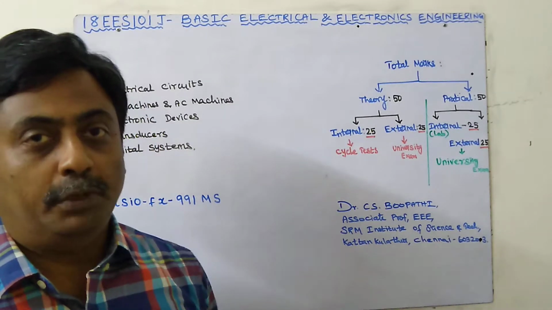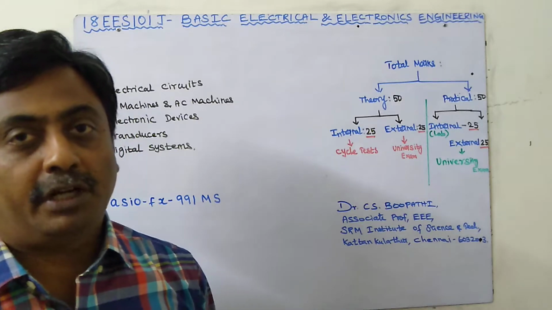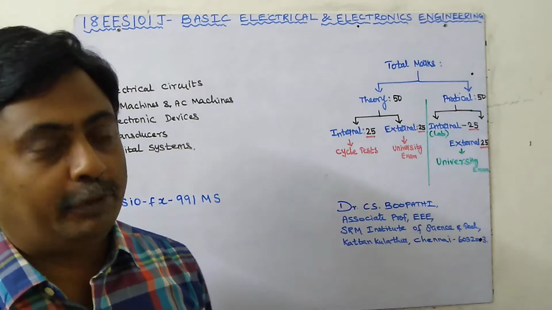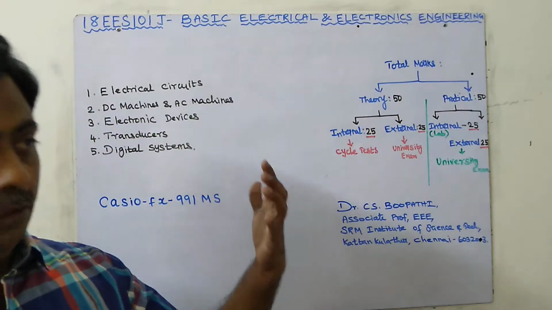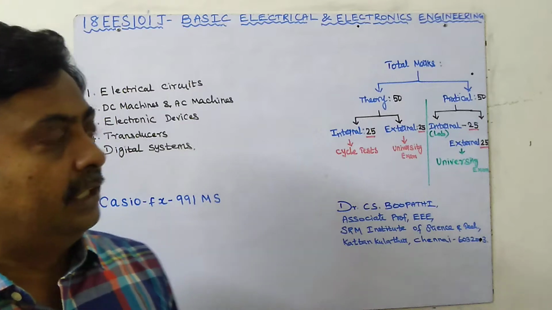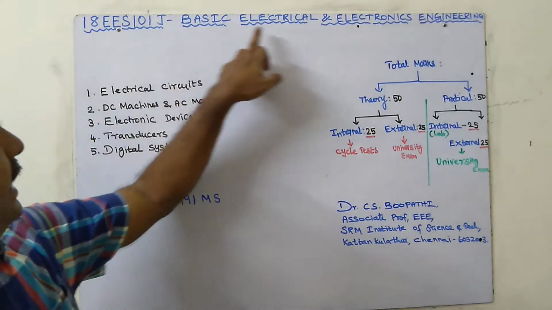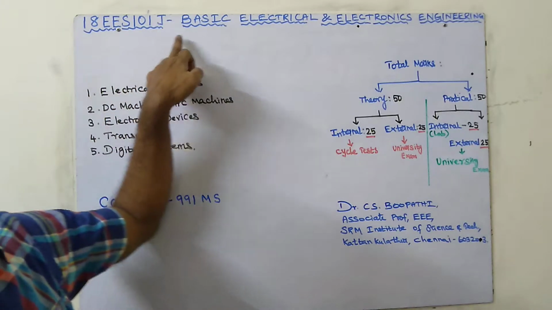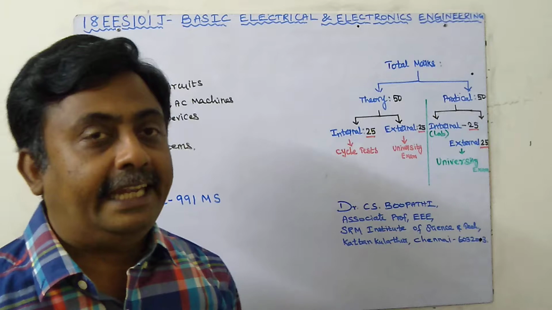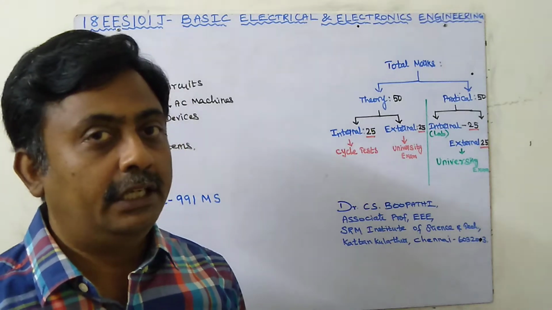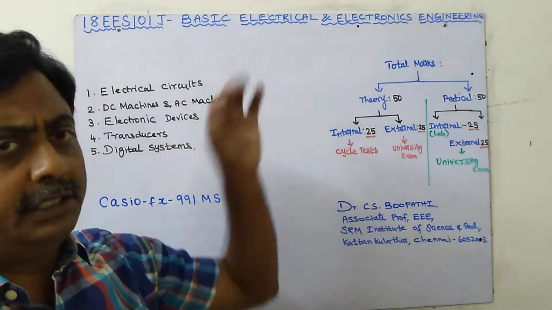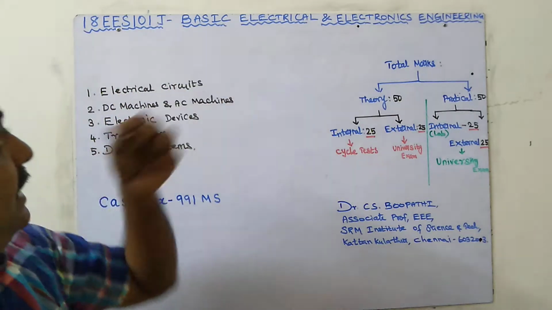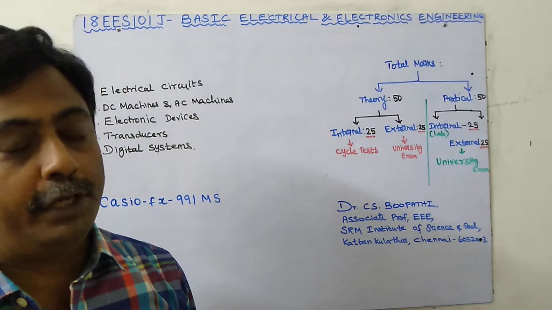I am Dr. C.S. Bhubadi, Associate Professor in the Department of Electrical and Electronics Engineering, SRM Institute of Science and Technology, Kattankulathur, Chennai. In this series of video lectures, we are going to see the subject Basic Electrical and Electronics Engineering, that is 18EES101J. It's an SRM Institute of Science and Technology 2018 regulation subject. This is mainly for circuit branches.